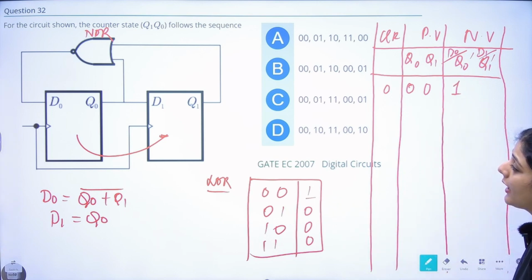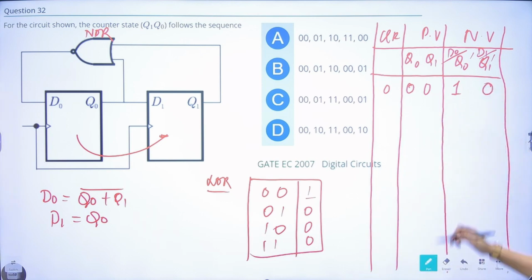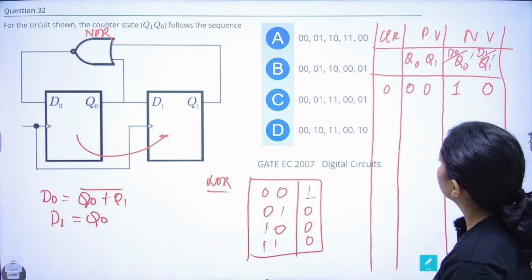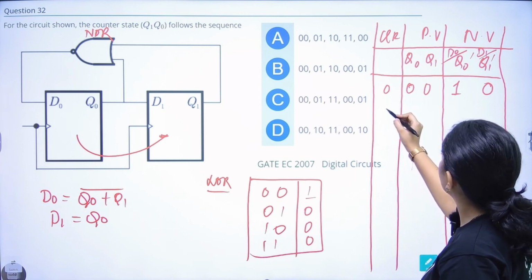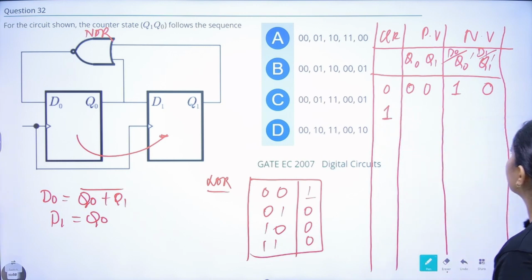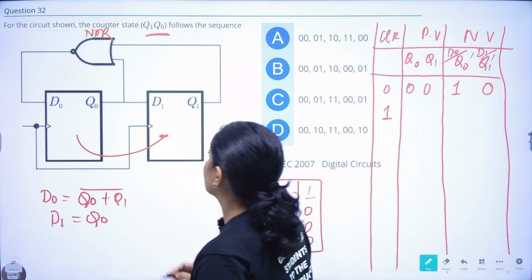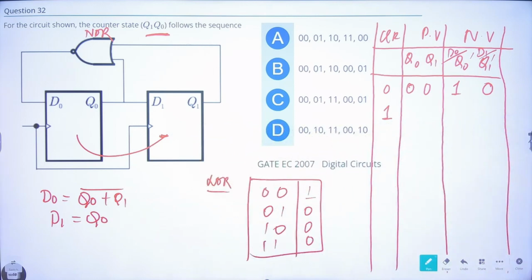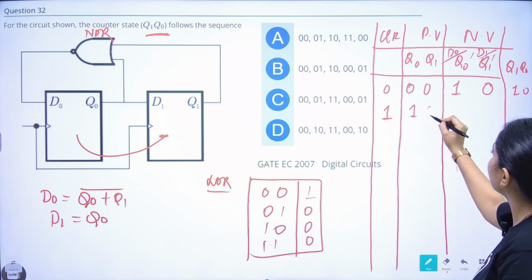And what's your Q1 value? Q1 value is your D1 value. That means it will shift like this. So it will become 1, 0. Right? Next. First, I have written it like Q0 and Q1, but the options are in this way, so it's okay. We will change it like that. If I write here Q1 and Q0, it will become 1, 0. We can alter it later. But now let's just try solving like that only. So the next state will become 1, 0.